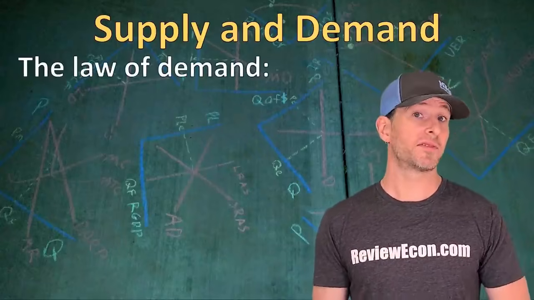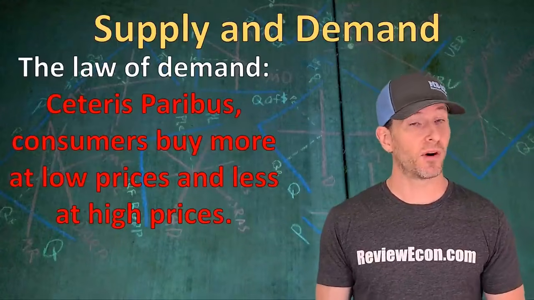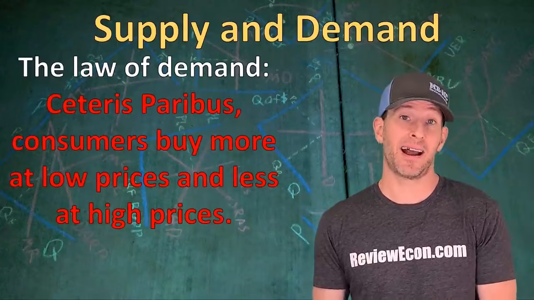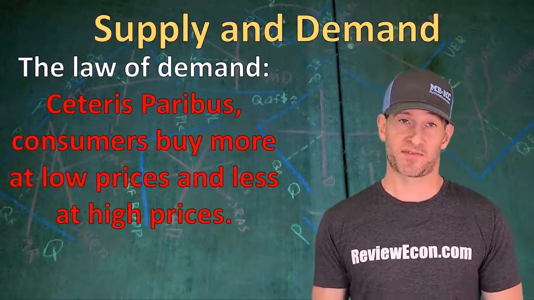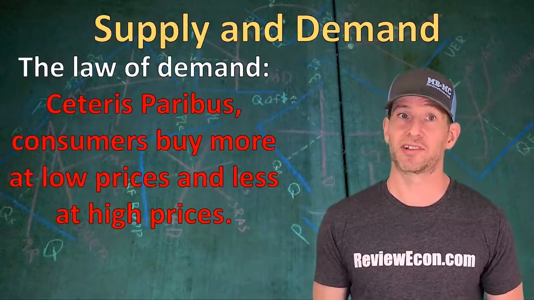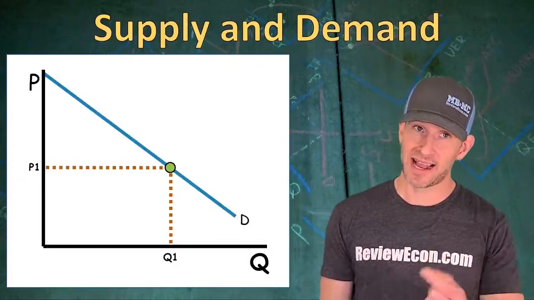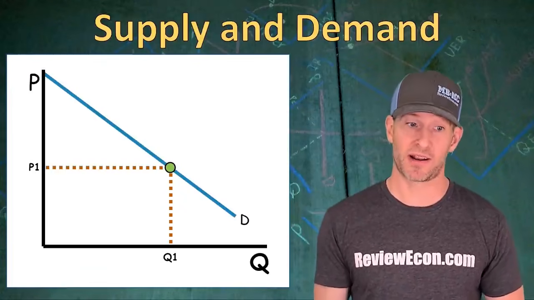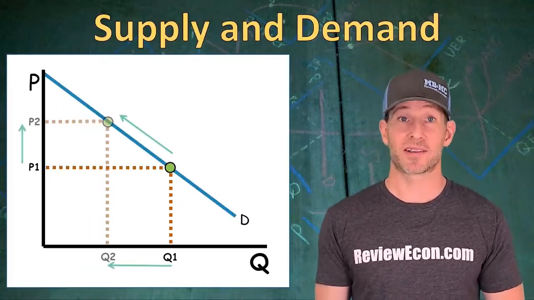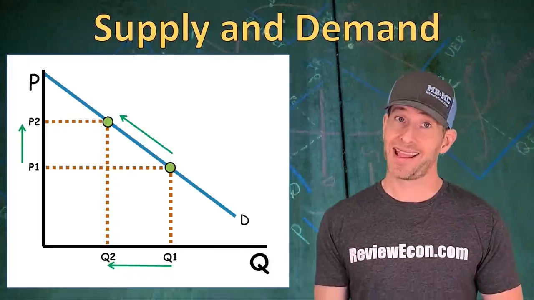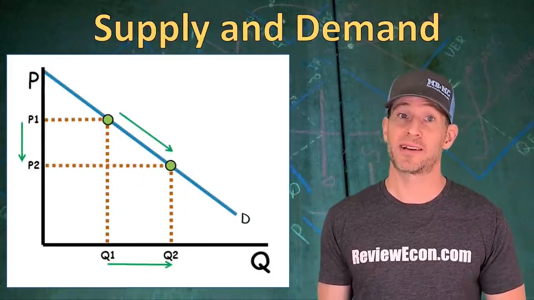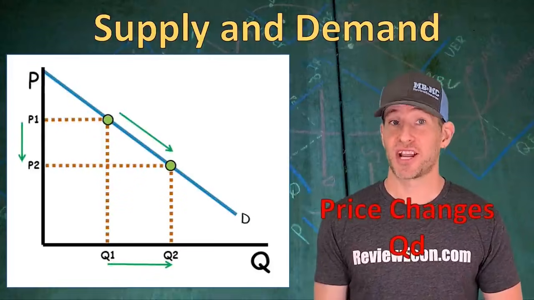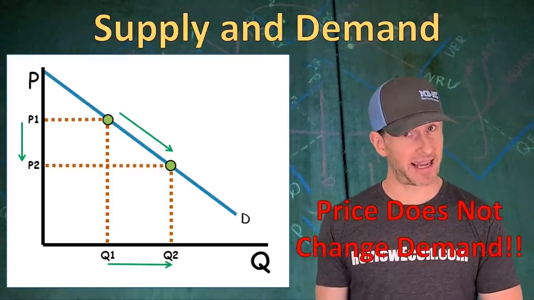First, demand. The law of demand tells us that consumers will buy more at low prices and less at higher prices. That's ceteris paribus, of course, meaning other things don't change. When we put that on the graph, we see a downward sloping demand curve, which shows the inverse relationship between price and quantity. That means that when prices rise, the quantity demanded will decrease, and when prices fall, the quantity demanded will increase. Remember, price changes quantity demanded. It does not change demand.